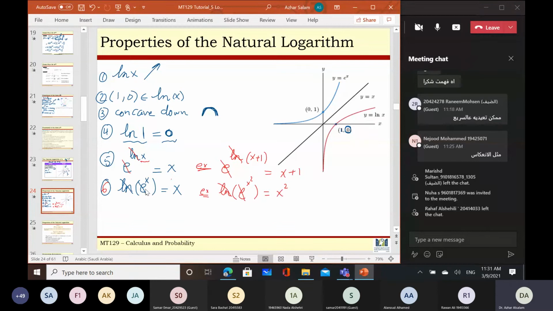Okay, I want to get rid of this e. I want to omit it. I want only the exponent.